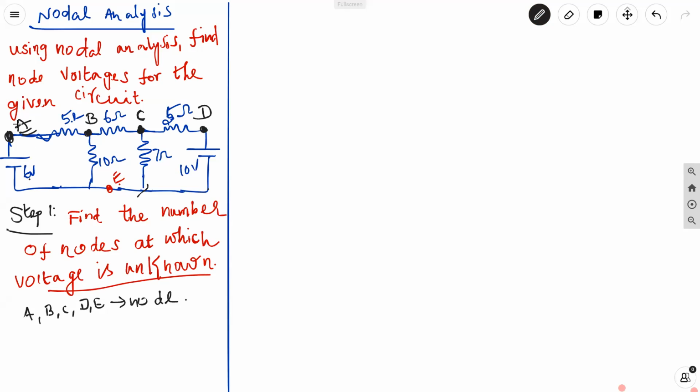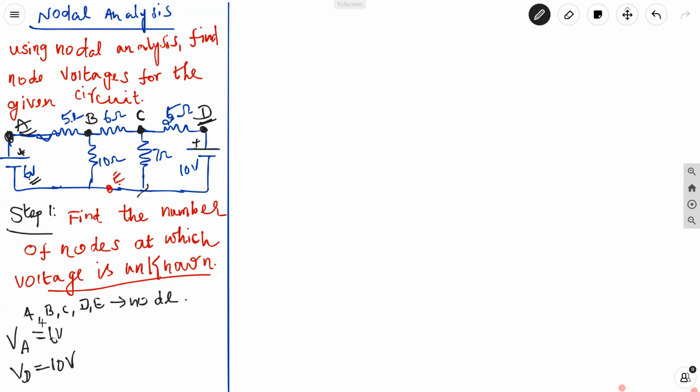Because node A is connected to the 6-volt battery. The +6 terminal is connected directly to node A, which means the voltage at node A is 6 volt. So I can take the voltage at node A as 6 volt. Similarly, the voltage at node D is also connected to the 10-volt battery, plus 10 volt directly connected to node D, which means the voltage at node D is also known, equal to 10 volt.